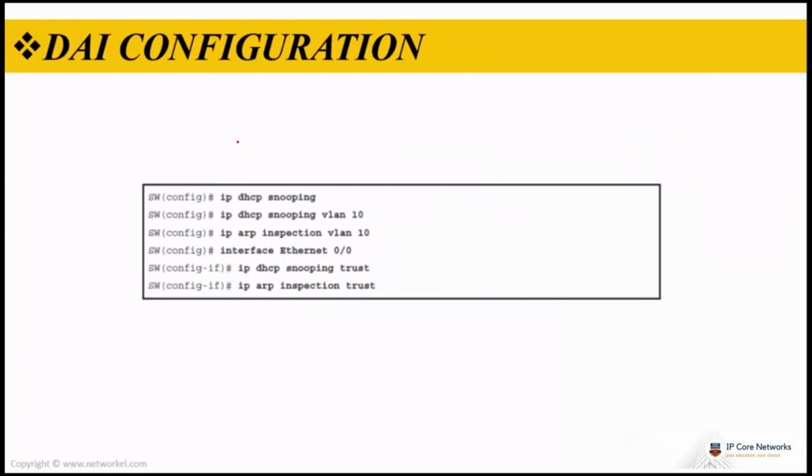And to configure dynamic ARP inspection, as you can see, there is this snooping configuration as well. And we need to define ip arp inspection and the VLAN that we want to inspect. And we go under the interface mode and we type the ip arp inspection trust command. Pretty straightforward.